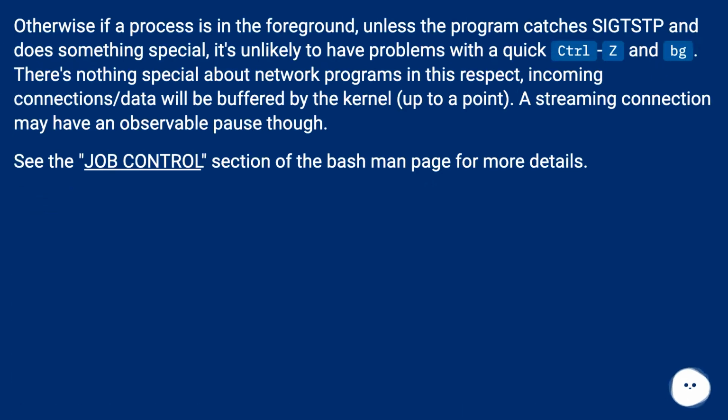Otherwise, if a process is in the foreground, unless the program catches SIGTSTP and does something special, it's unlikely to have problems with a quick Ctrl-Z and bg. There's nothing special about network programs in this respect. Incoming connections or data will be buffered by the kernel, up to a point. A streaming connection may have an observable pause though. See the Job Control section of the bash man page for more details.